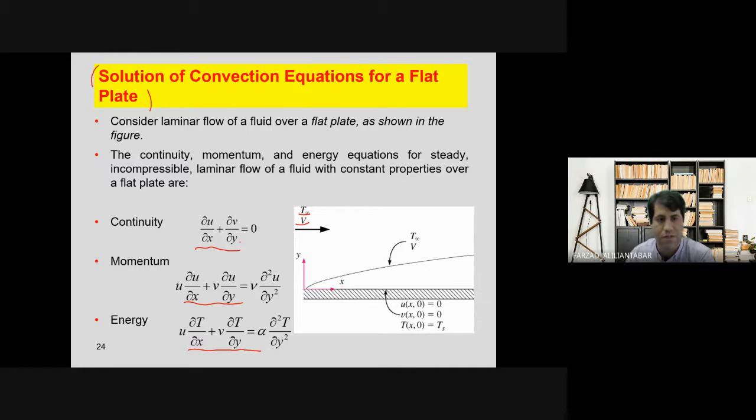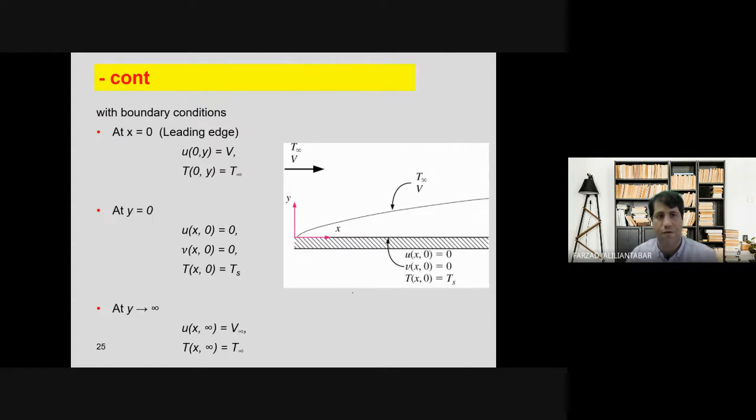This is continuity. u is the relative velocity. Nu here is the kinematic viscosity. x and y are the directions or distances from the reference. Alpha is the thermal diffusivity, and T is the temperature. So the continuity equation, momentum equation, and energy equation, or energy balance, are for this fluid flow.